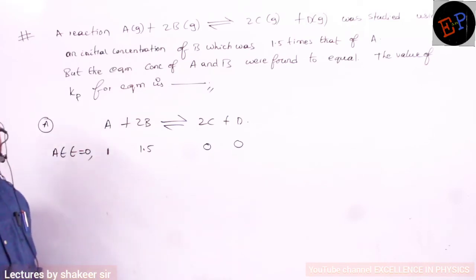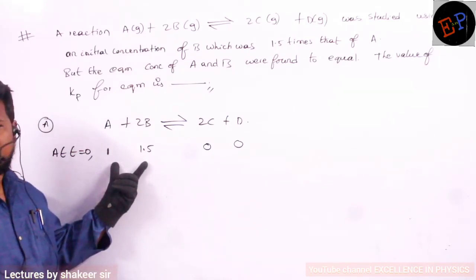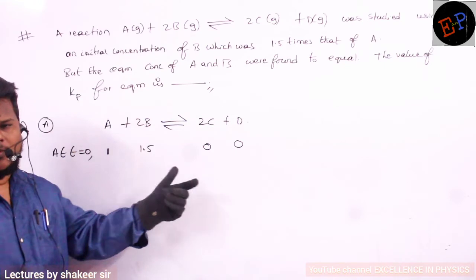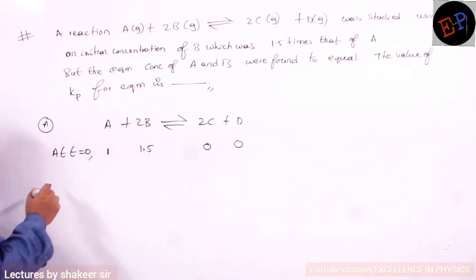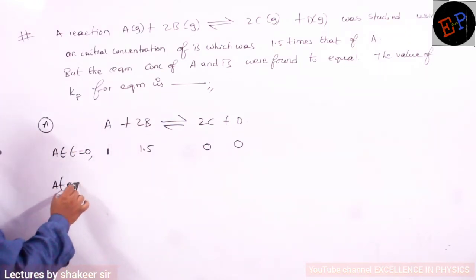Here only reactants will be there, no? Products will be 0 before the starting of the reaction. Okay. Now, what is the second case I have to write? Second case is at equilibrium.